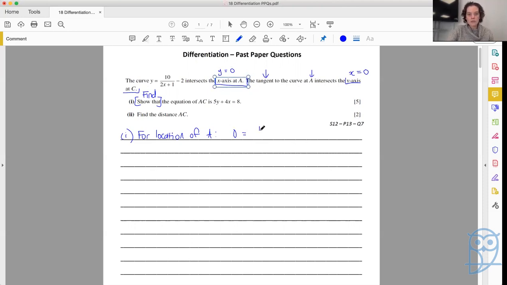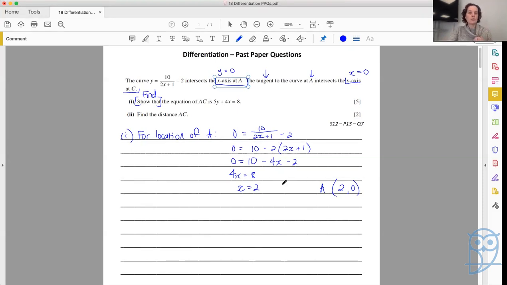So 0 equals 10 over 2x plus 1, minus 2. We're doing algebra here. We're solving an equation, so we keep in algebraic form. Multiply through to clear our fraction: 0 equals 10 minus 2 times (2x plus 1). Take a step to open the brackets: 10 minus 4x minus 2. So 4x equals 8 and x equals 2. So now we know that A is the point (2, 0). Make a note, and then it's obvious and easy to use later.